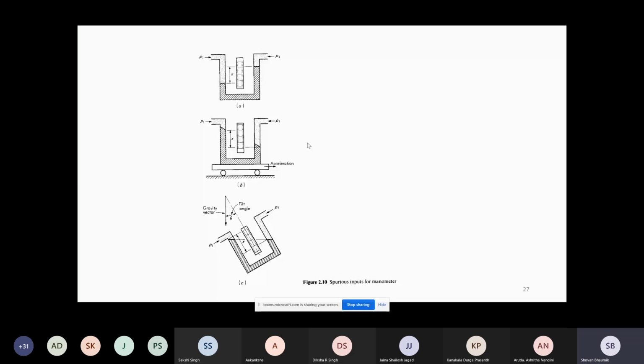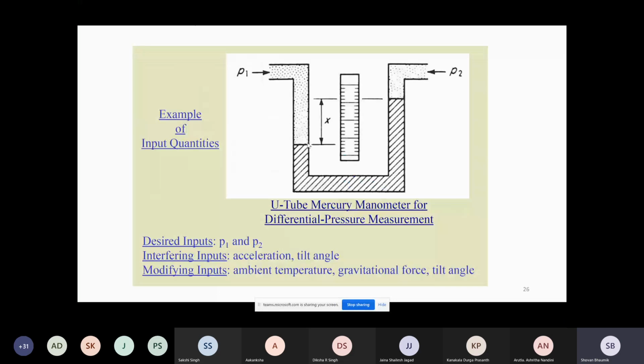So it is not a desired input. Now suppose you tilt this. Although the pressures are the same, if you tilt it, the difference will be X double dash. So tilt angle. That's what I'm saying here. So here the interfering inputs are the acceleration and the tilt angle.